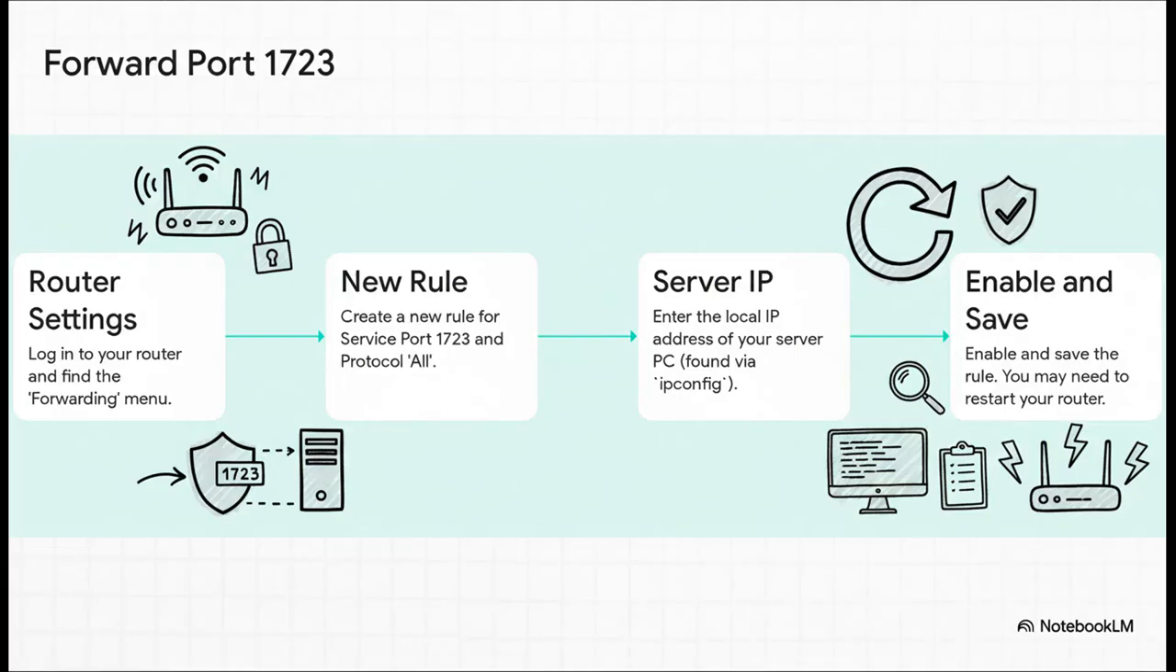So to set this up, you have to log into your router's settings page. Now, every router is a little different, but you're looking for a section called port forwarding or maybe virtual servers. You're going to create a new rule for port 1723. That's the magic number for this kind of VPN. Then you tell it the IP address to send that traffic to, which is the local IP of your server PC. You can find that with ipconfig again. Save the rule, and now your router knows exactly what to do.